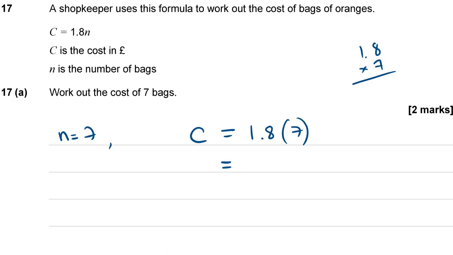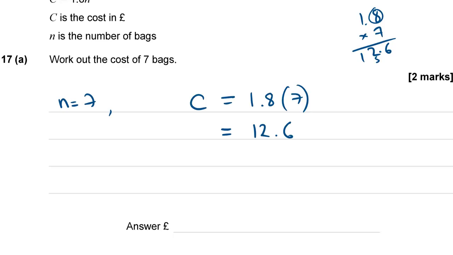1.8 times 7. 8 times 7 is 56. And then 7 times 1 is 7, plus 5 is 12, isn't it? So that's 126. One number behind a decimal point, so my answer is going to be 12.6. Now, notice that they want the answer in pounds. So when you give answers in pounds, you always need to give it in pounds and pence. So just writing 12.6 here, you may lose an accuracy mark. So it's actually £12.60.